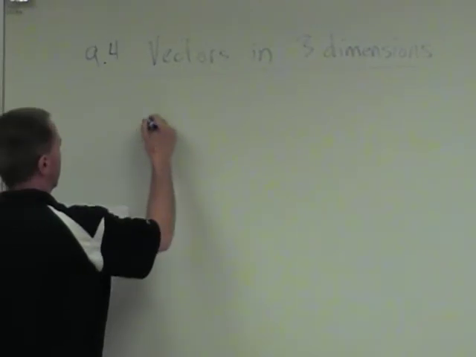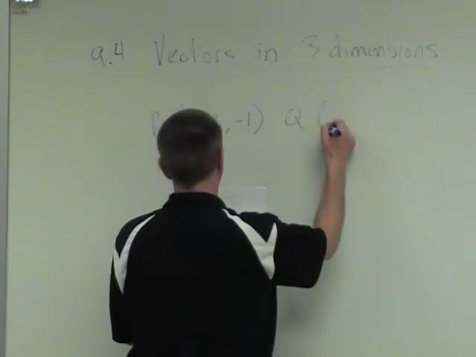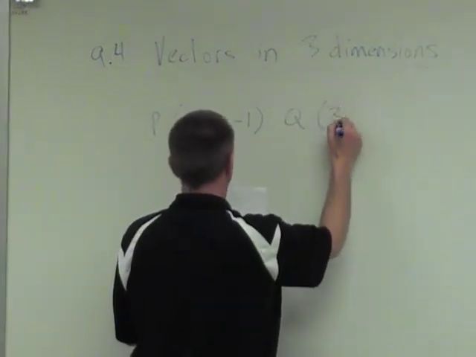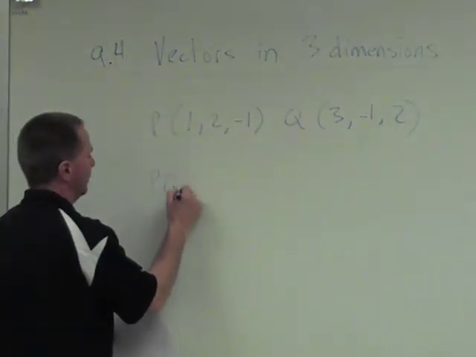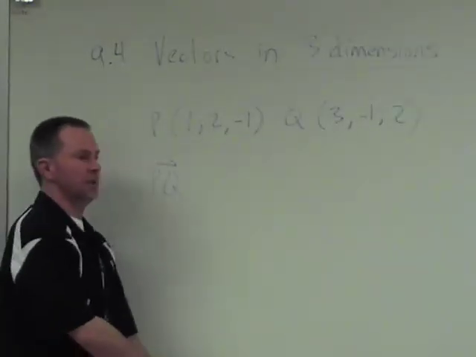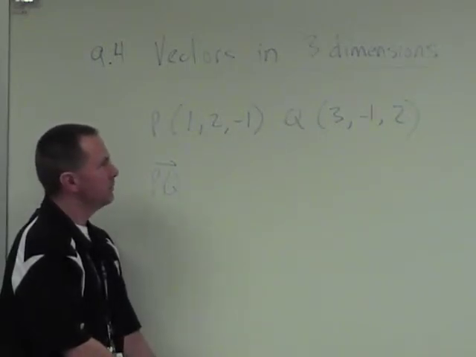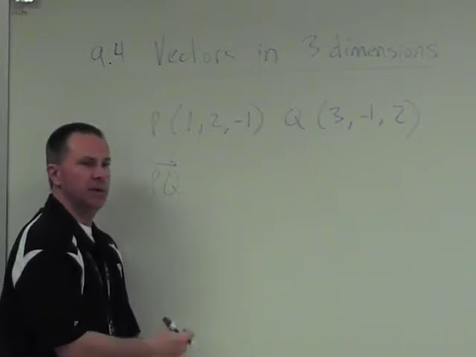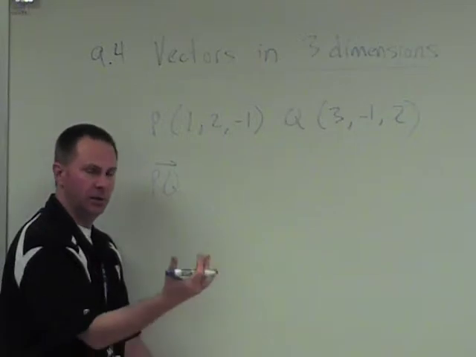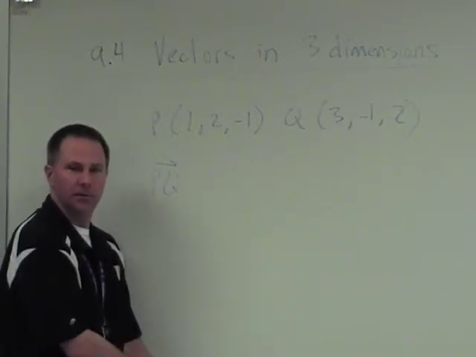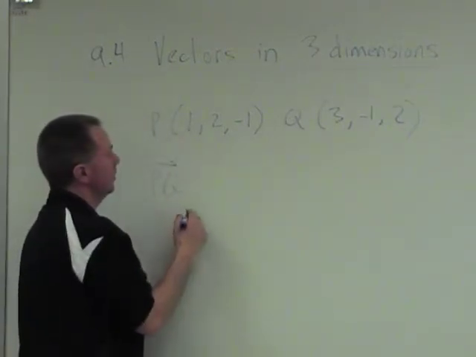So if we wanted to know the vector between P, which is 1, 2, negative 1, and Q, which is 3, negative 1, and 2. Okay, so I wanted the vector of P to Q. P is the initial point, and Q is the terminal point. We figured it out the exact same way we did the 2-dimensional one. So what is it that we did in the 2-dimensional finding of a vector? Okay, subtracted the initial point positions from the terminal point positions.